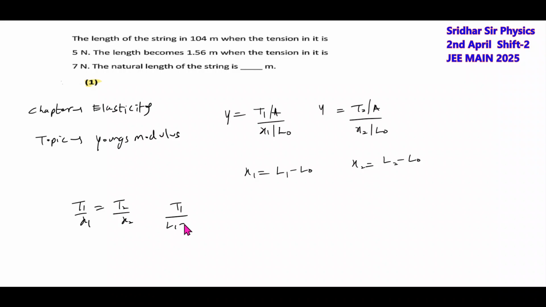T1, what is X1? L1 minus L naught. What is X2? L2 minus L naught. We have to calculate the L naught. So T1 L2 minus T1 L naught equals T2 L1 minus T2 L naught. T1 L2 minus T2 L1 is equal to (T1 minus T2) L naught.